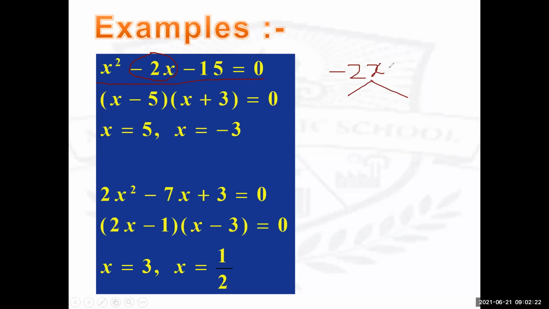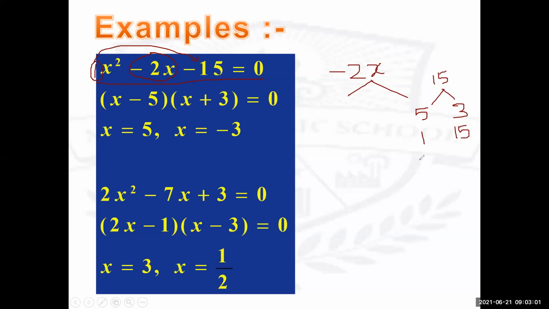Now how are you going to split this -2x? You'll get the product. You will multiply the coefficient of x², which by default is 1, with the constant number, 15. You multiply 1 with 15 and you get 15. Now you will go with the factors of 15. The factors of 15 are 5, 3, and 1, 15.